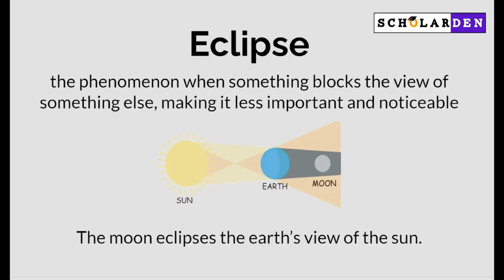Eclipse. The phenomenon when something blocks the view of something else, making it less important and noticeable. So this could be in a physical way, as in the moon eclipses the Earth's view of the sun, so it physically gets in the way. Or it could be metaphorically. She is concerned that her sister's accomplishments will eclipse her own. So she's concerned her own accomplishments will be blocked out or not noticed because her sister's are more impressive, say.